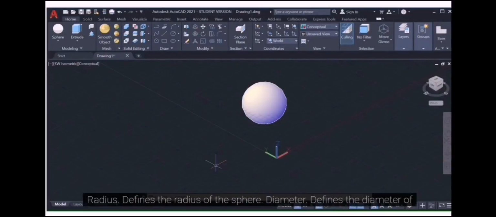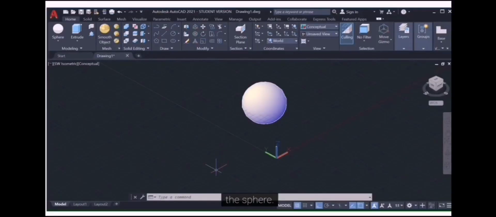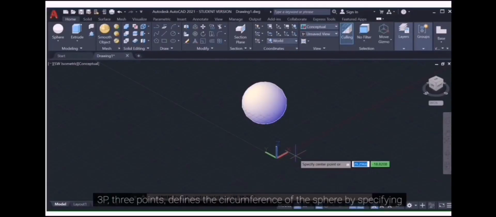Radius defines the radius of the sphere. Diameter defines the diameter of the sphere. 3P, 2P, and TTR. 3P, 3 points, defines the circumference of the sphere by specifying 3 points anywhere in 3D space. The 3 specified points also define the plane of circumference. 2P, 2 points, defines the circumference of the sphere by specifying 2 points anywhere in 3D space. The plane of the circumference is defined by the z value of the first point.